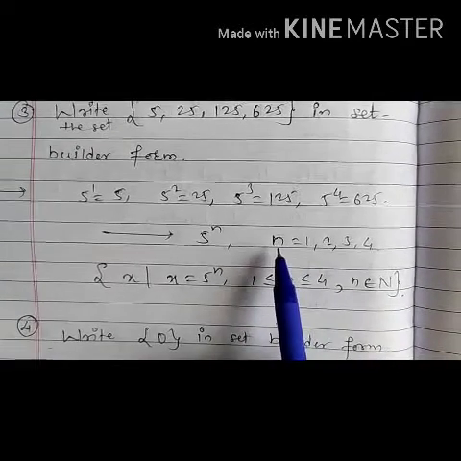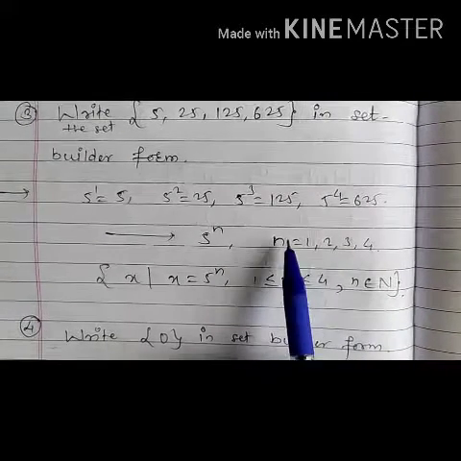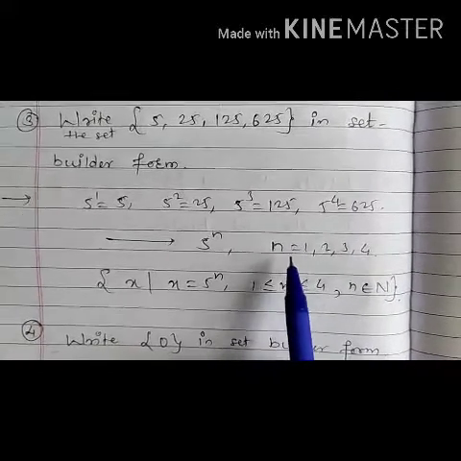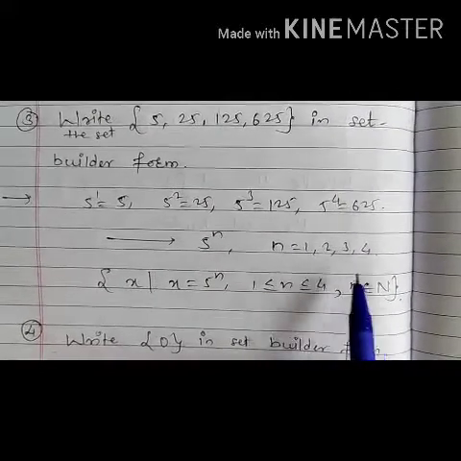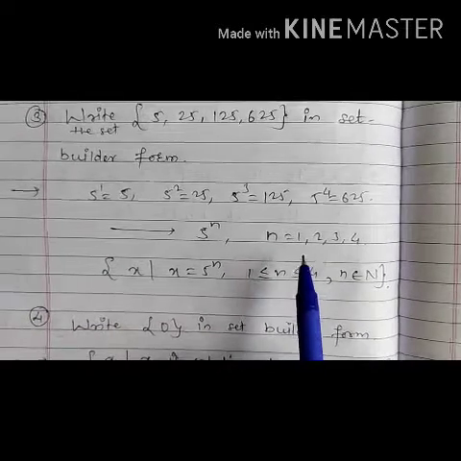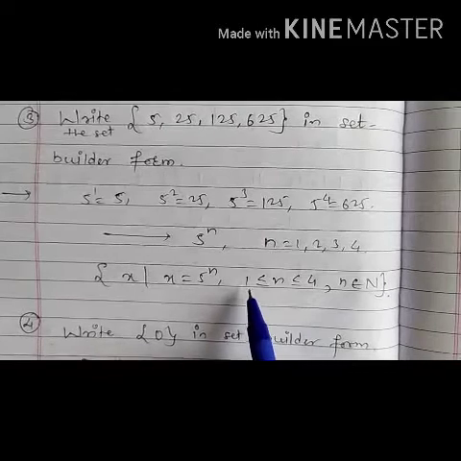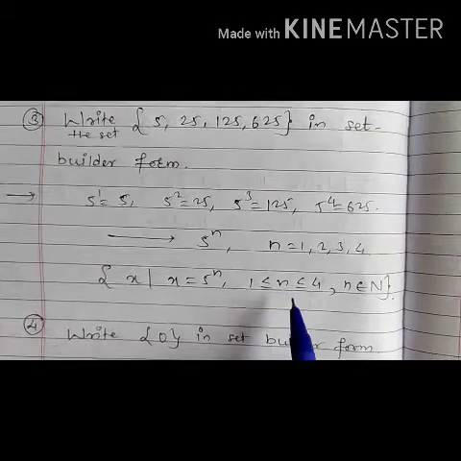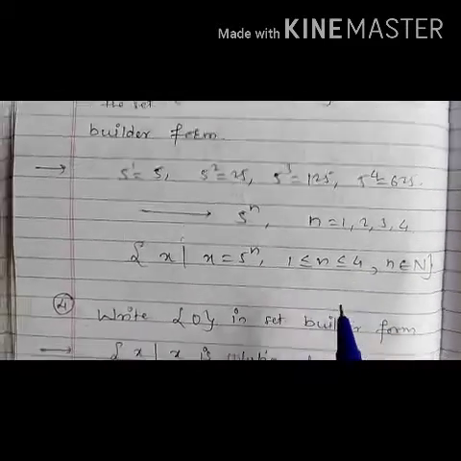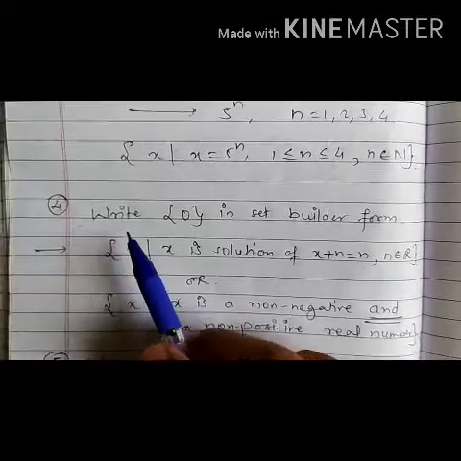When there are only a few values for n, we can write directly n equals 1, 2, 3, 4. But if there are more than 5 or 10 numbers, then we should write n in between the numbers, like 1 less than or equal to n less than or equal to 4. Understood?